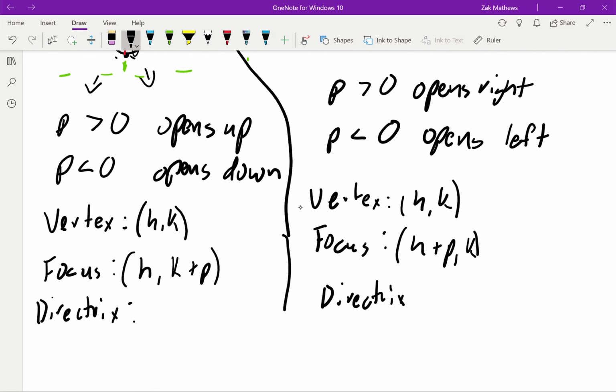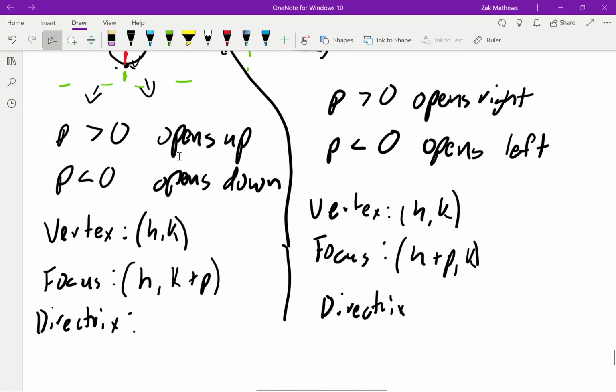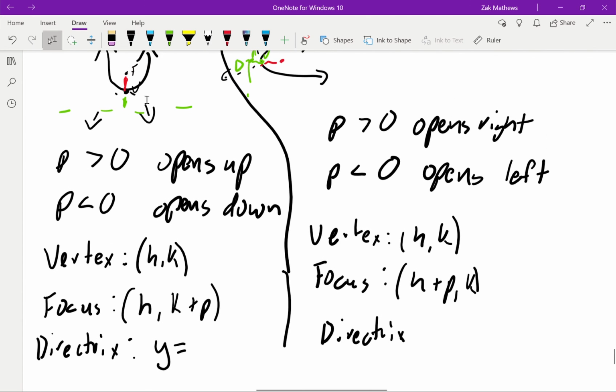And then the directrix, well, the directrix is a line, not a point, so I need to make sure I have the correct format of the line. If it's opening up and down, we can see it's a horizontal line. And so a horizontal line always has the format y is equal to, and then the y value used to be, for the vertex, the value of k, but then we had to travel by a distance of p, the opposite direction we went from the focus, so we're going to have k minus p.